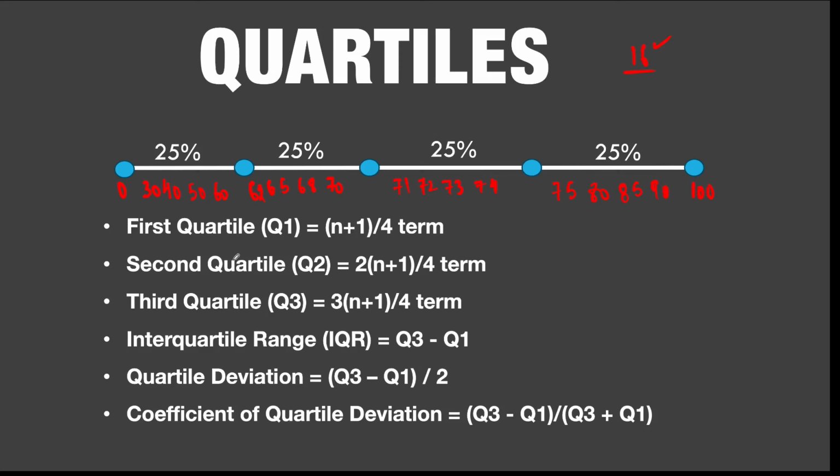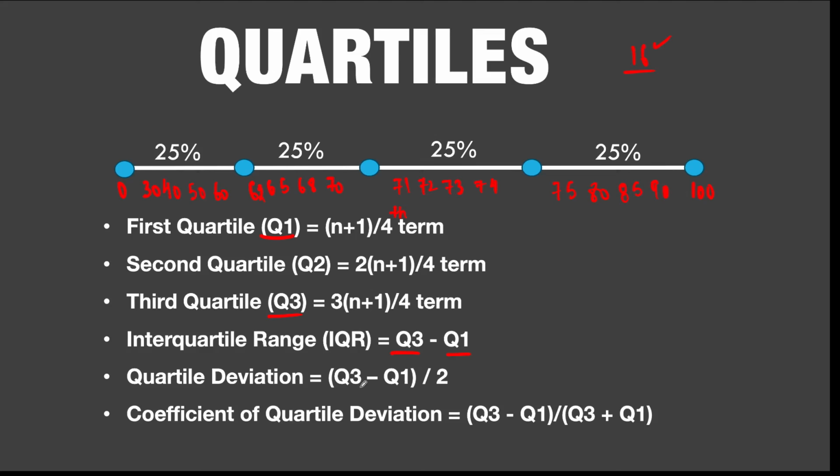Now, using the formulas, they would ask you what is the first quartile. The first quartile is the (n plus 1) by 4th term. Secondly, what is the second quartile? The second quartile is the 2(n plus 1) by 4th term. The third quartile means the 3(n plus 1) by 4th term. And the further formula is the interquartile range, which is Q3 minus Q1.